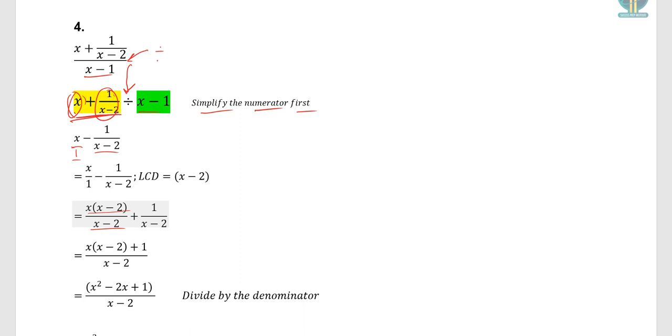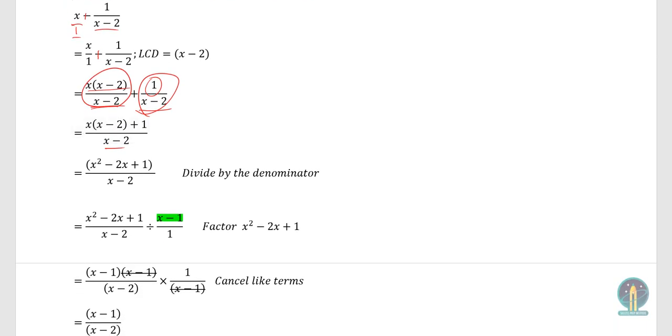Okay. Actually, this here is a typo. This is x plus 1 over x minus 2. So x times x minus 2 over x minus 2 plus 1 over x minus 2. Okay. And then I can combine, since I have a common denominator now, so I have x times x minus 2 plus 1, and then divided by x minus 2, the common denominator. Then I can just distribute these, right? So x squared minus 2x plus 1 over x minus 2. So now I'll have this divided by x minus 1 divided by 1.